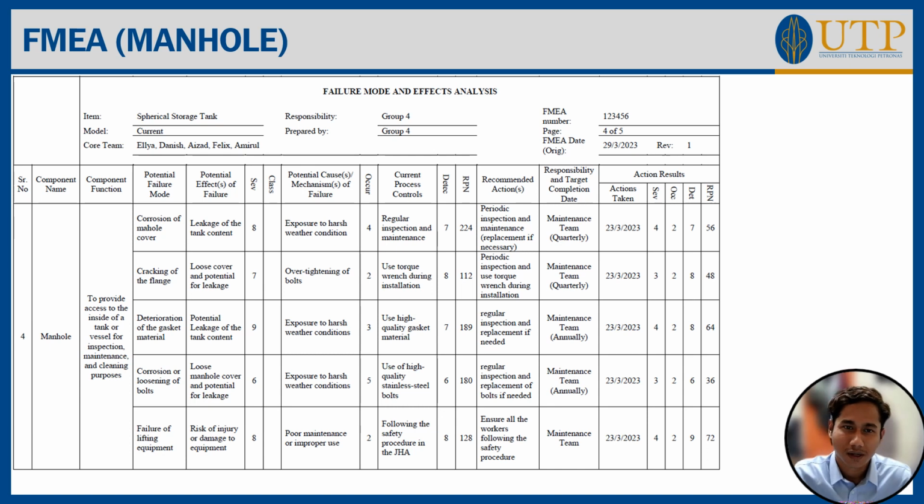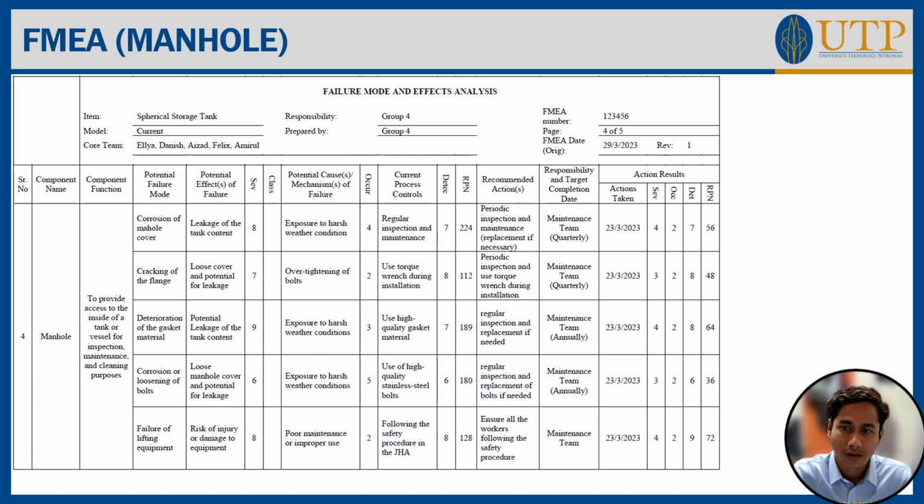Next, we look at the FMEA result for the manhole of the tank. The most severe failure mode is corrosion of the manhole cover with a risk priority number of 224. The corrosion occurring on the manhole cover can cause leakage of the tank content. The potential cause for this failure is exposure to harsh weather conditions. Our current process control for this failure mode is regular inspection and monitoring.